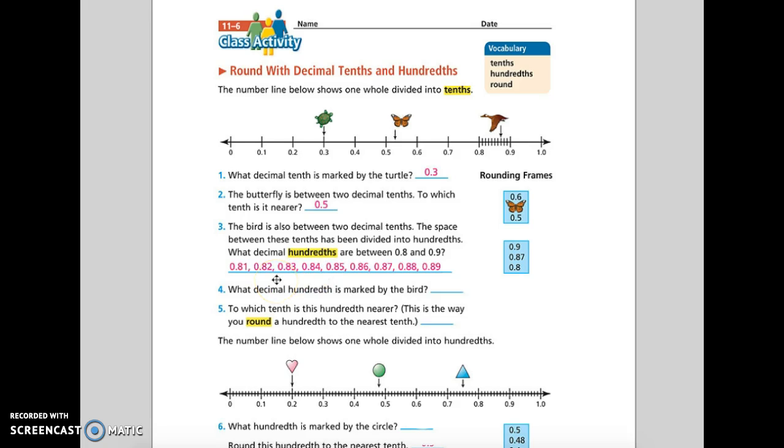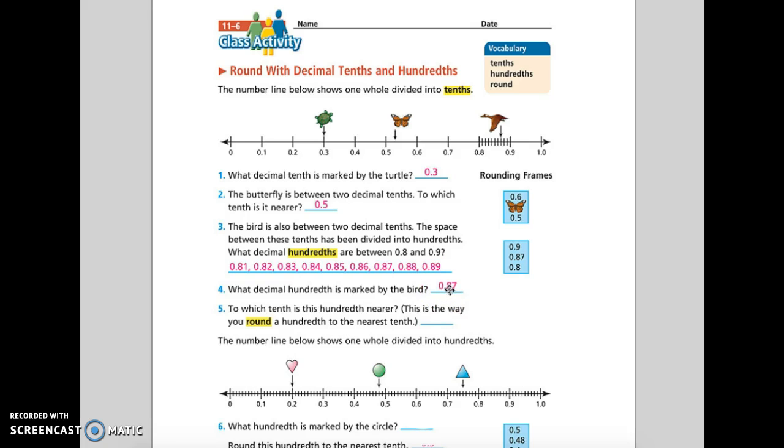Oh, they actually wanted us to list it. Okay, so if we had to list all of those little dots, we'd say we've got 81 hundredths, 82 hundredths, 83, 84, 85 hundredths, 86, 87, 88, and 89 hundredths. Now, which decimal does that little duck fall in? If we look at it really closely, I think it is the 87 hundredths.